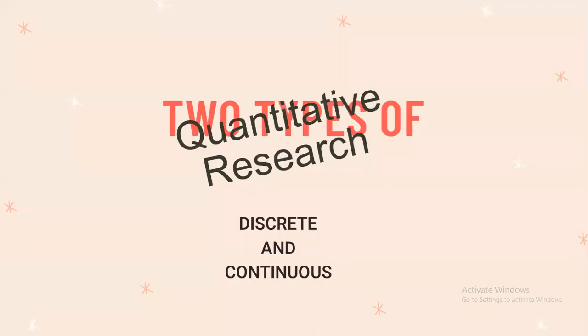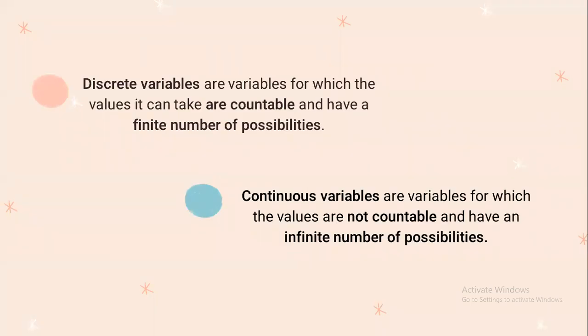Next slide, we have two types of quantitative variables: discrete and continuous. Discrete variables. Discrete variables are variables for which the values they can take are countable and have a finite number of possibilities. These are the data that can be counted. Examples are the number of children per family, number of students in a class, and number of citizens of a country.